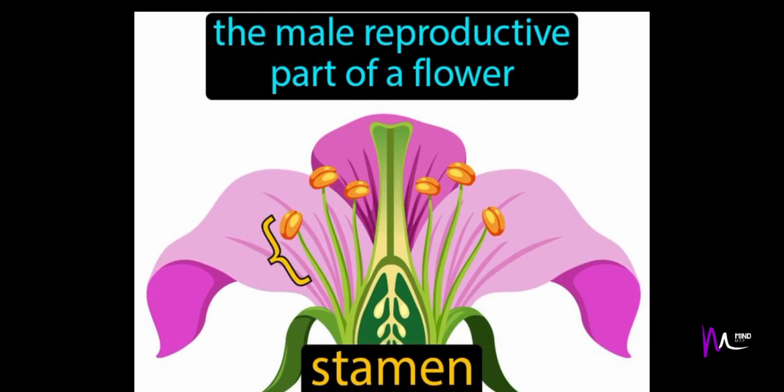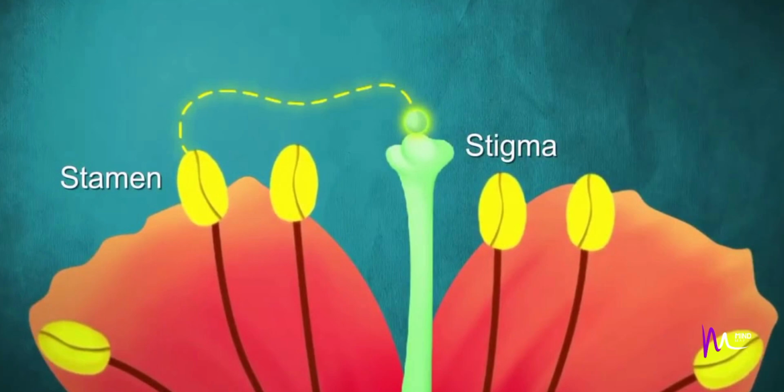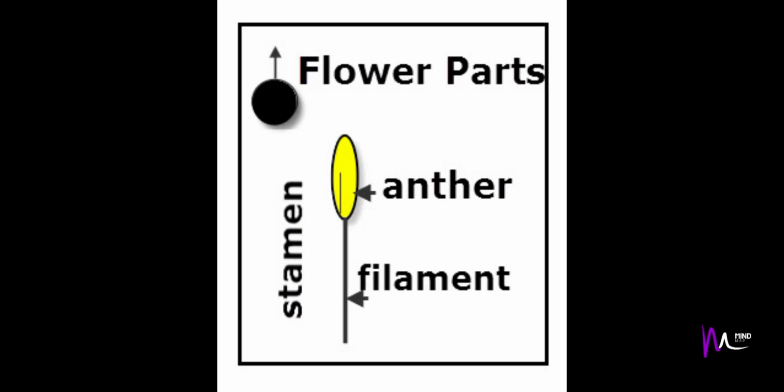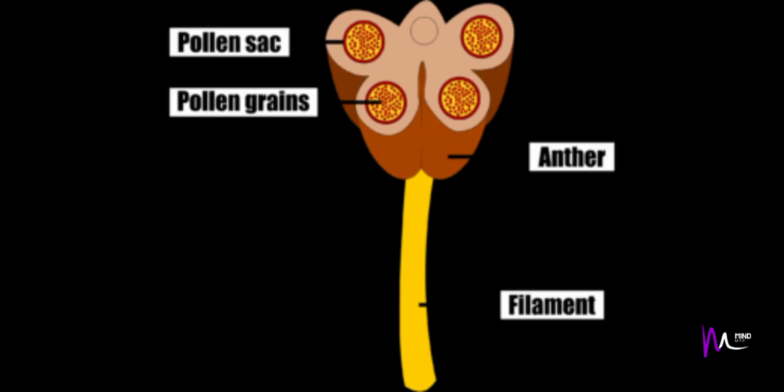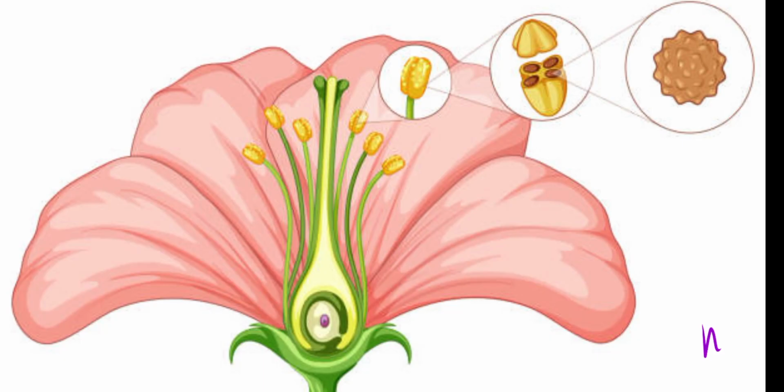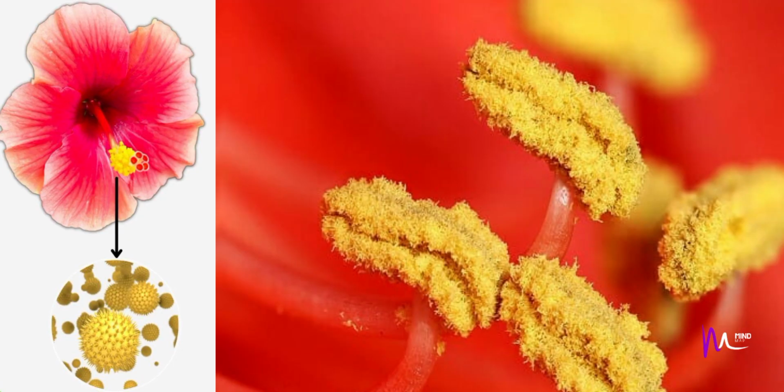Let's talk about the male reproductive part of a flower. Male flower parts. Stamens are the male parts of a flower. Each stamen is made up of an anther and a filament. Anthers are sac-like structures containing pollen. Pollen is a powdery grain that contains the male reproductive cell. Filaments are stalk-like supports for anthers.